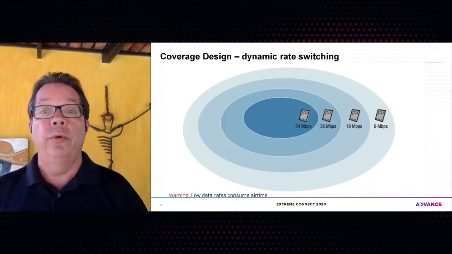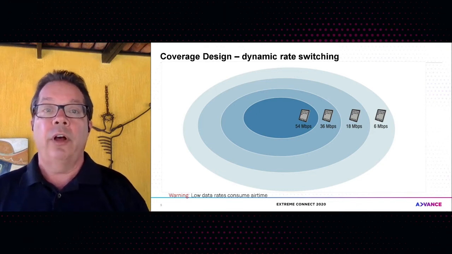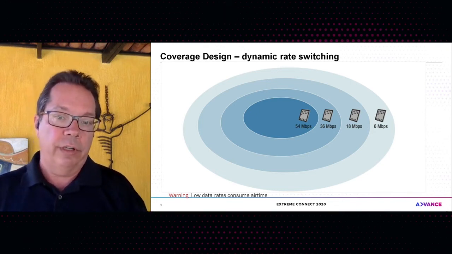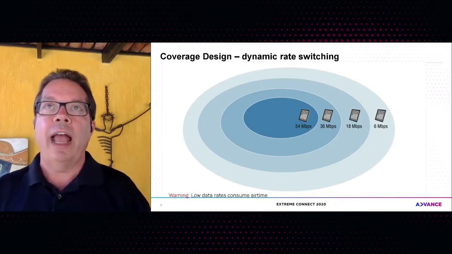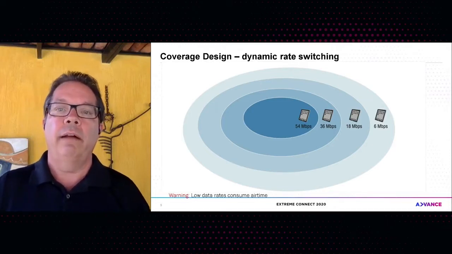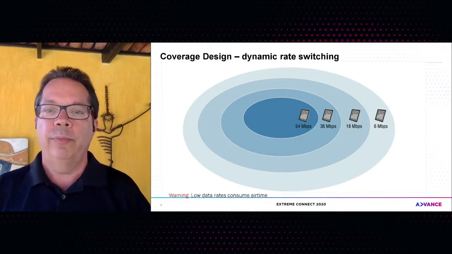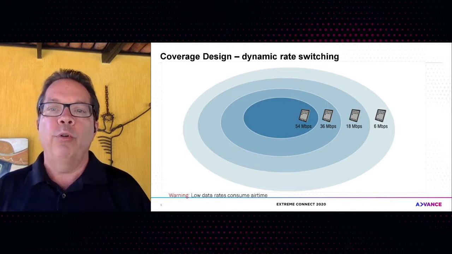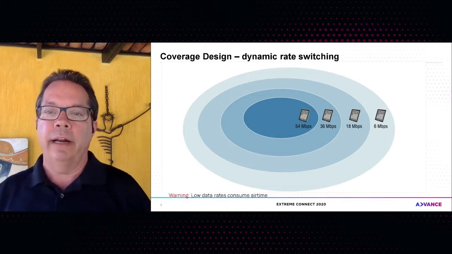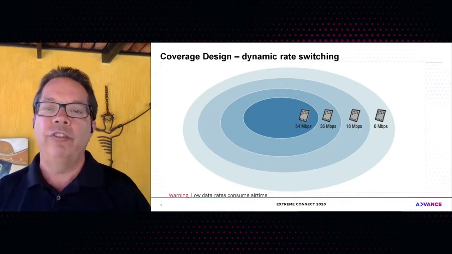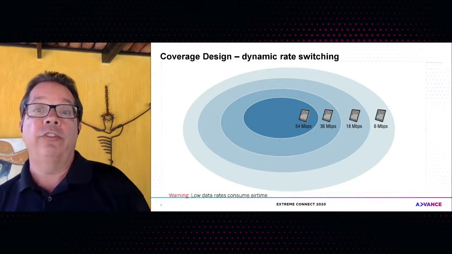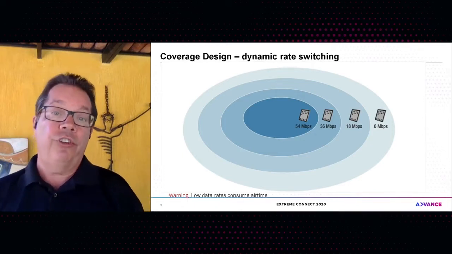Now, part of this, too, that affects your coverage design is also something called dynamic rate switching. Okay. Now, dynamic rate switching is simply this: as client radios move away from an access point, they're going to have a lower received signal, so they will downshift to a lower data rate, into a less complex and a simpler form of modulation. As they get closer to an AP, they'll actually upshift.